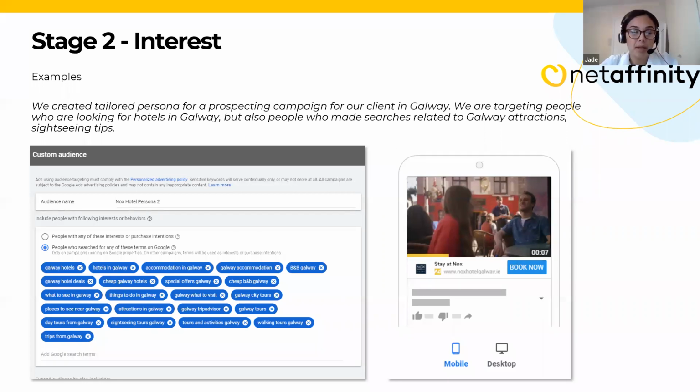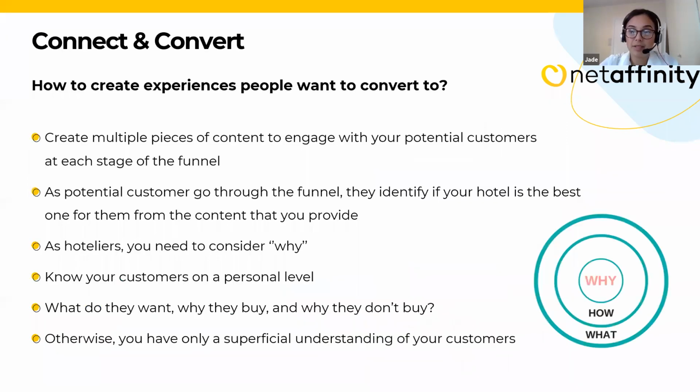Yep. And I think we're moving on to the third stage of the funnel. But before that, you have an extra tip on how to write your content? Yes, I would like to share the fun part of the funnel. Exactly.